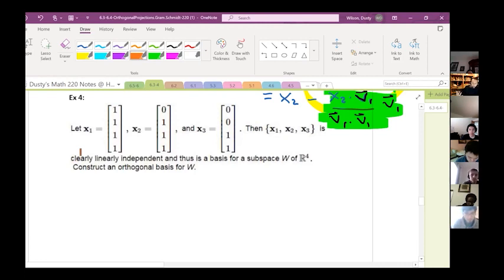So we have x1, x2, x3. They're clearly linearly independent and thus are a basis for a subspace W of R4. They're not orthogonal. You can see that they aren't orthogonal because if you took x1 and x2 and dotted them with each other, you would get 3. And what's important about 3 in this case?